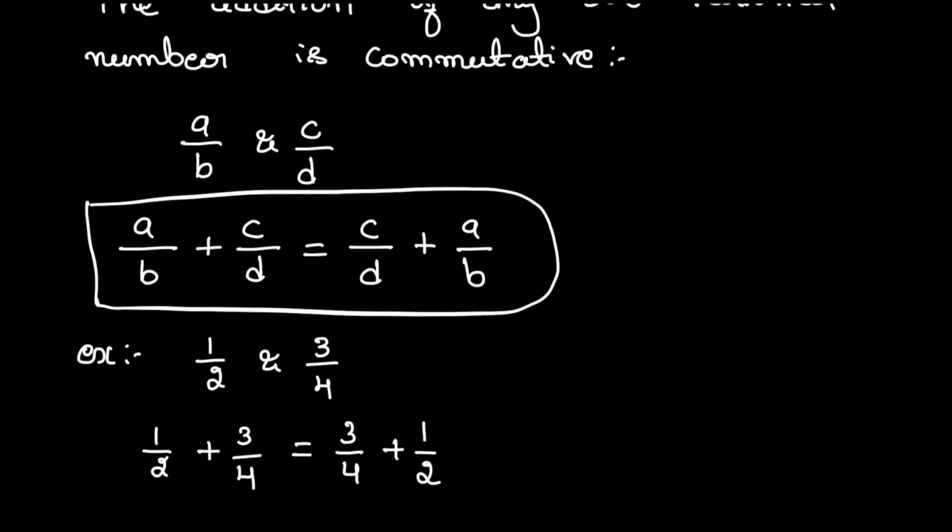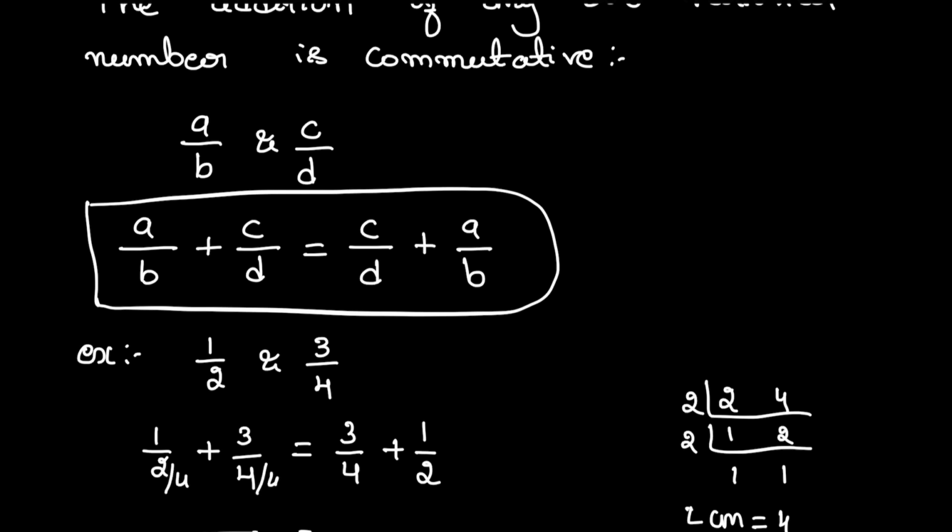If fraction addition comes, you should take the LCM. For 2 and 4, the LCM: 2 ones are 2, 2 twos are 4. The LCM is 4, and here also we'll write 4. Let's divide the LCM by the denominator.